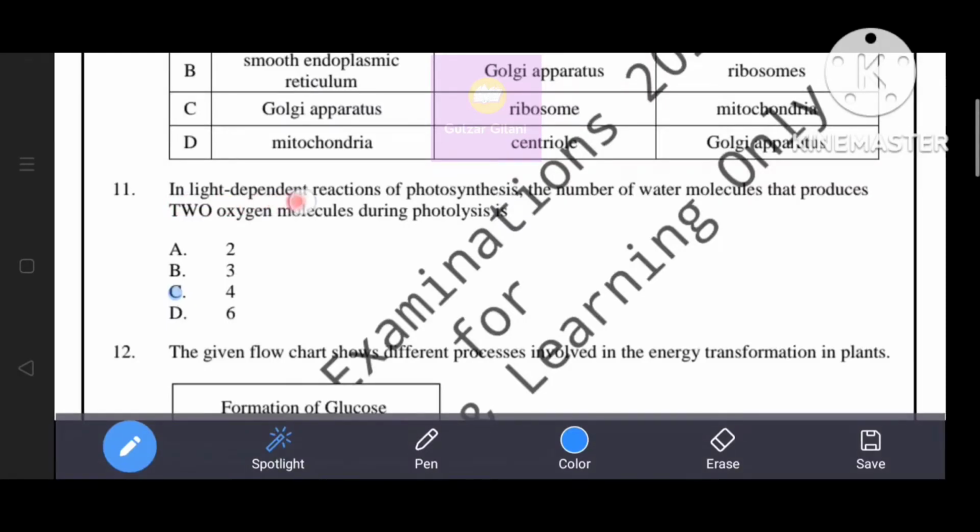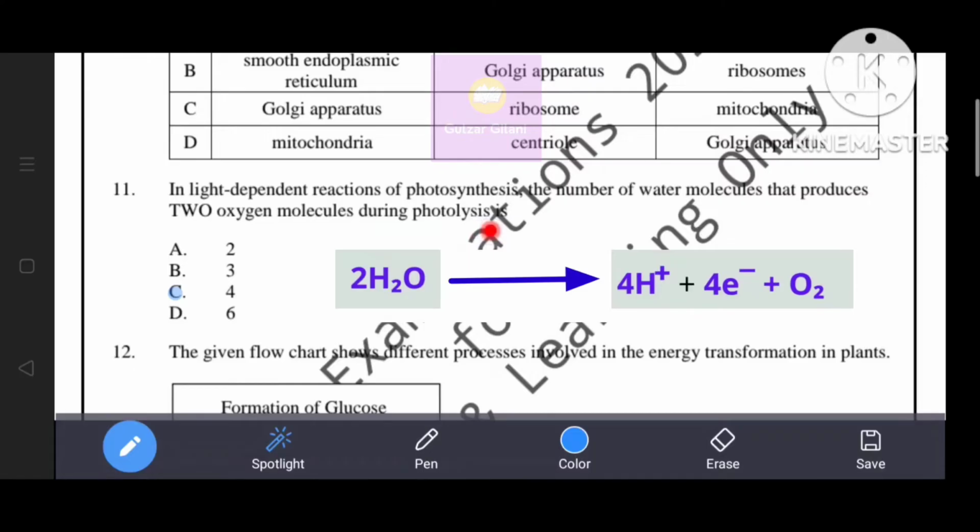In light-dependent reactions of photosynthesis, the number of water molecules that produces 2 oxygen molecules during photolysis is... In the balanced equation, 2 molecules of water produce 1 molecule of oxygen.